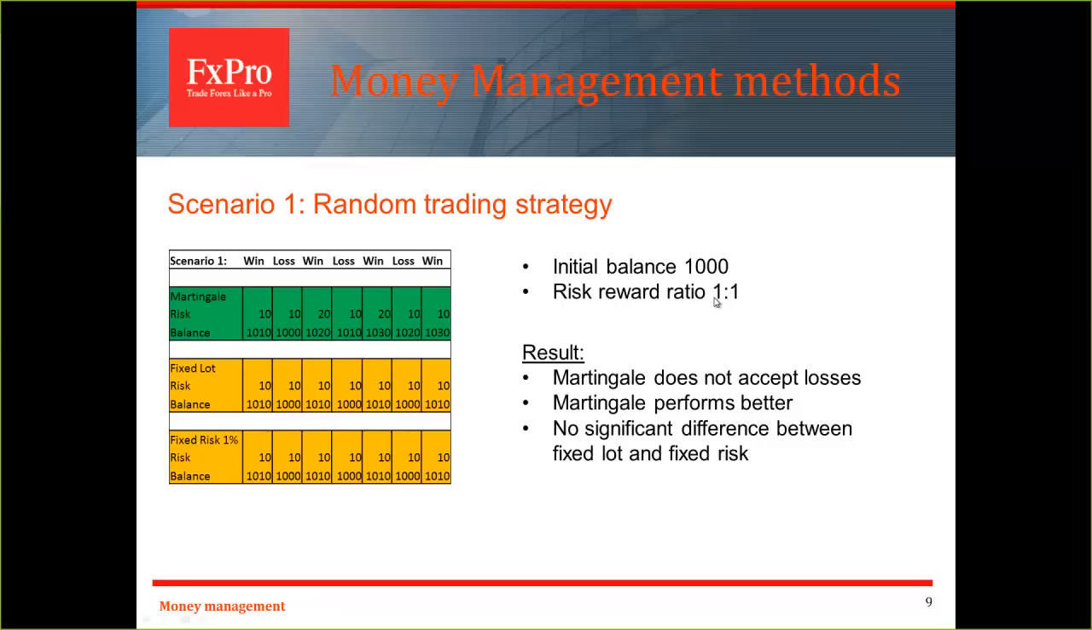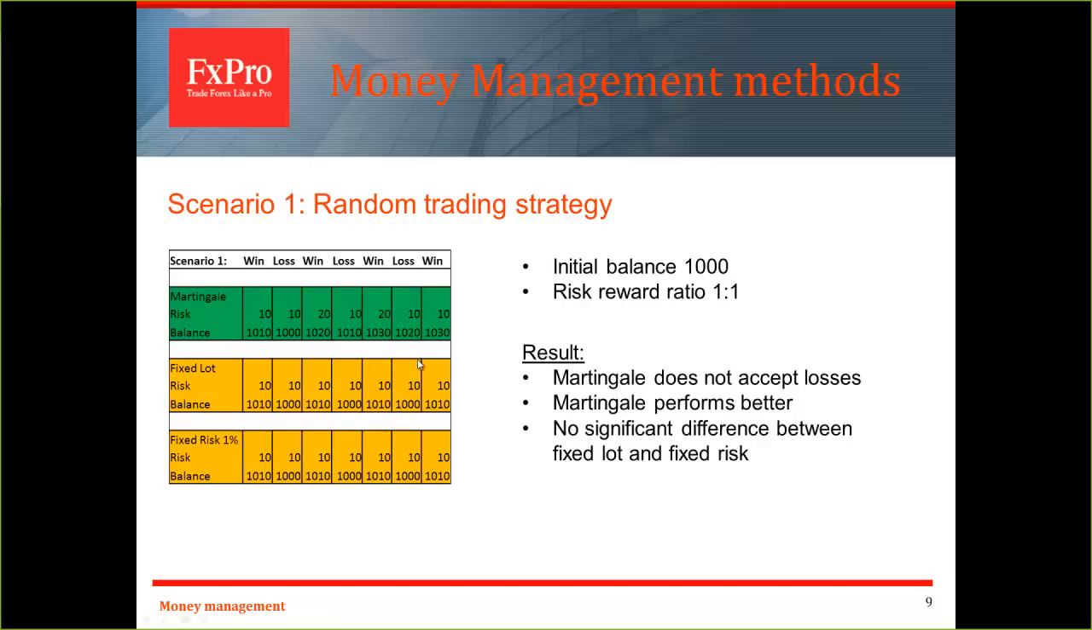Overall risk-reward ratio will not really be affecting the performance of your strategy, so it's just kept as 1:1 in this case. Initial balance is 1,000, just to have a round number. Scenario 1 is just a random trading strategy, so it does win, lose, win, lose, win, lose, and it's a 50-50 chance of winning or losing, distributed like that.